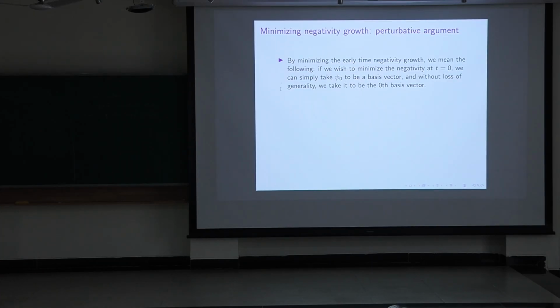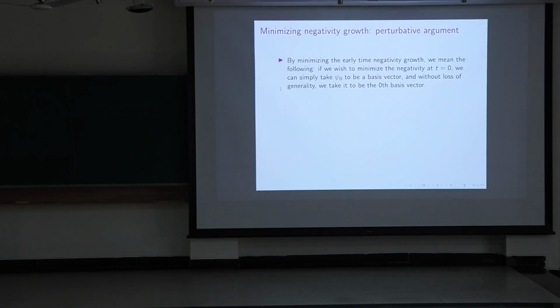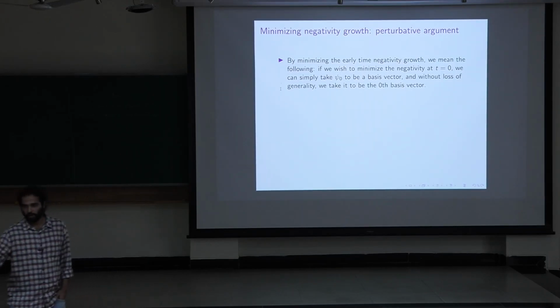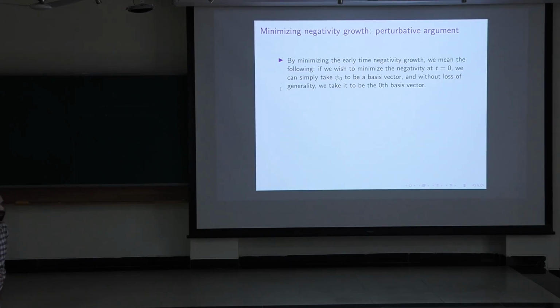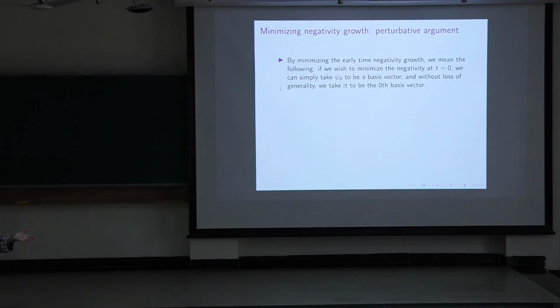And now, what do I mean when I say that the Krylov basis minimizes the early time negativity growth? Well, we mean the following. At t equals 0, you have the state psi naught, right? It's a very simple calculation to show that if I just chose psi naught as my 0th basis vector, then it will have 0 negativity. This is like a one-line calculation from the definition of the Wigner negativity. So, if that is the case, I might as well choose psi naught as the first basis vector.